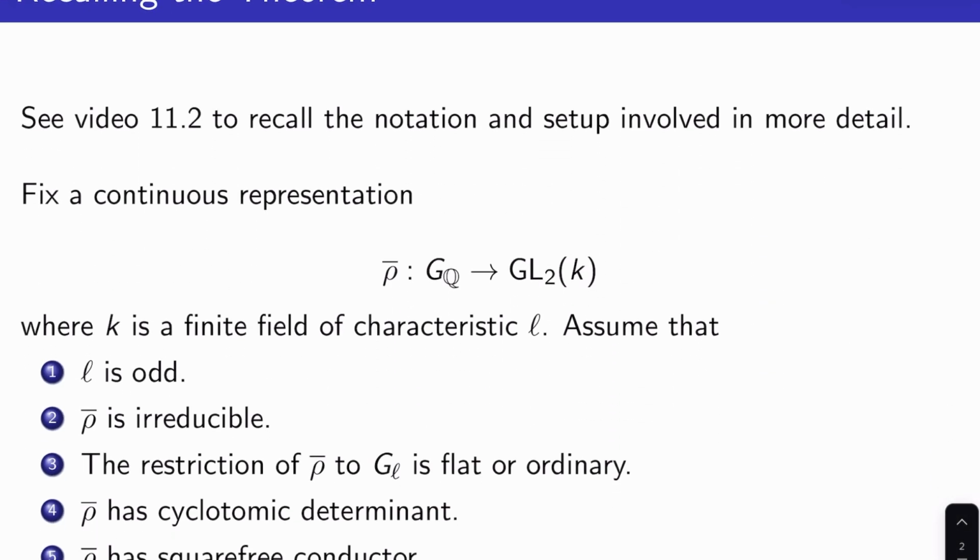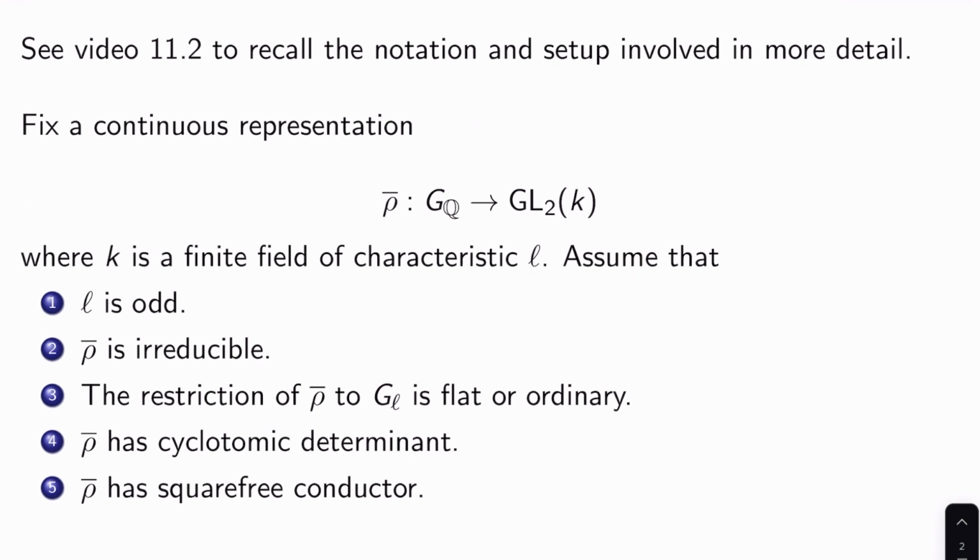So let's spend some time recalling some setup. See video 11.2 to recall the notation and setup involved in this video in more detail. We're going to fix a continuous representation, rho bar, from the Galois group of Q to GL2 of K, where K is a finite field of characteristic some prime L. We're going to assume that L is an odd prime, that rho bar is irreducible, that the restriction of rho bar to the local Galois group at L is flat or ordinary, that rho bar has cyclotomic determinant, and that rho bar has square-free conductor.